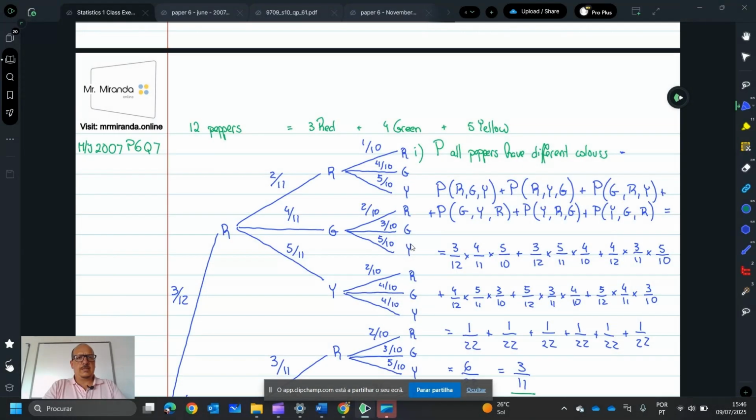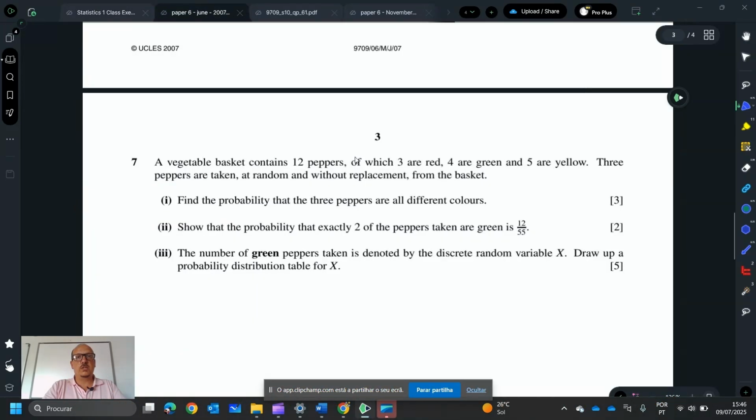Let's now look at some exam questions regarding random variables. The first one is this one. It is a paper 6 from June 2007. And the question is this.